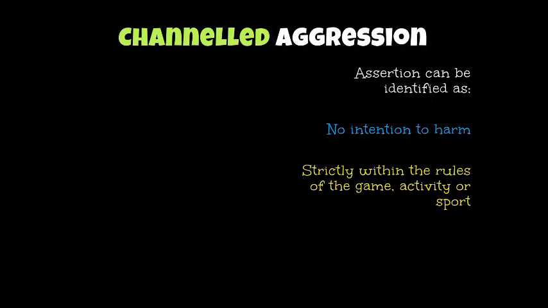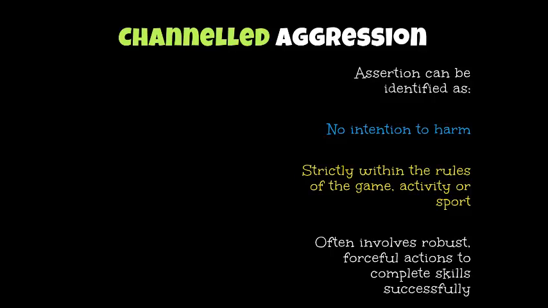The opposite to hostile aggression is channeled aggression, and sometimes this is labelled as assertion. An assertion can be identified as you're being aggressive but there's really no intention to harm or injure anybody else. You're being aggressive within the rules of the game, activity or sport. And essentially this often involves robust, forceful actions in order to complete a skill. So you're being very forceful, you're being very deliberate, but it's still within the confined rules of that game.